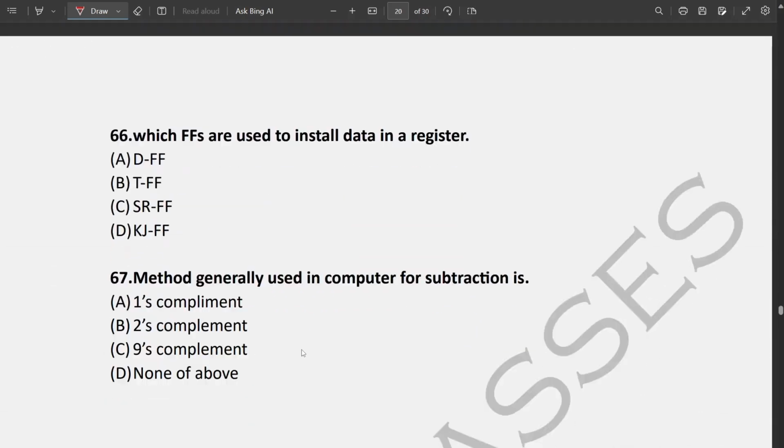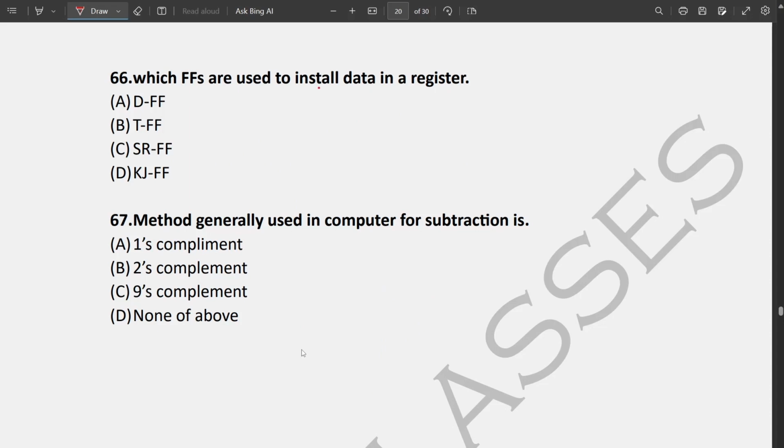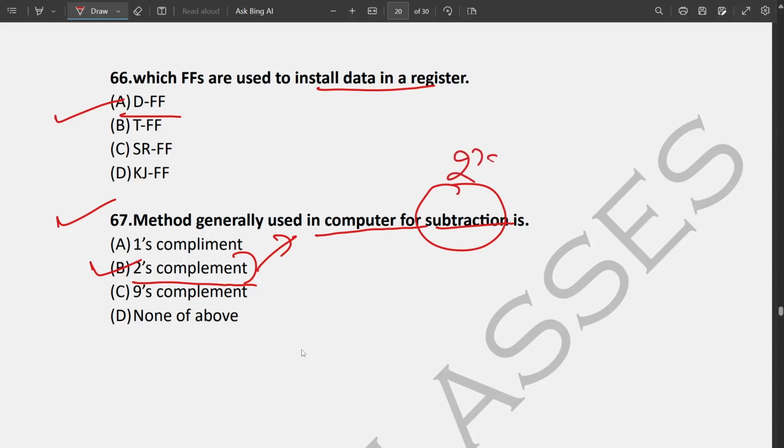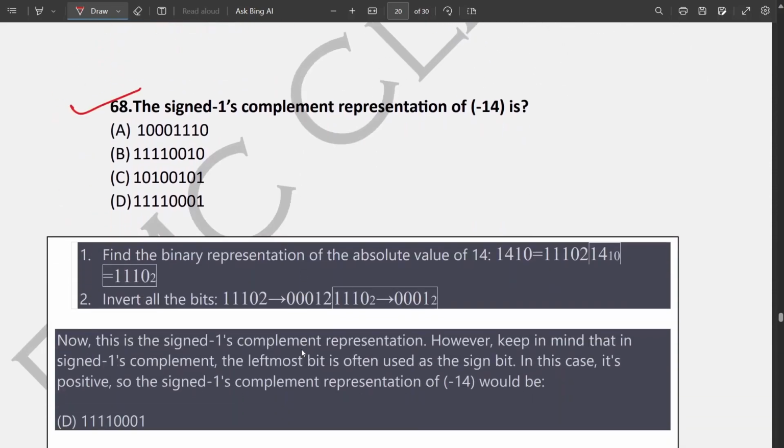Next, which FFs are used to store data in a register? The option A is correct, D flip-flop. Next, which method is generally used in a computer for subtraction? Option number B is correct. 2's complement is generally used in a computer for subtraction.